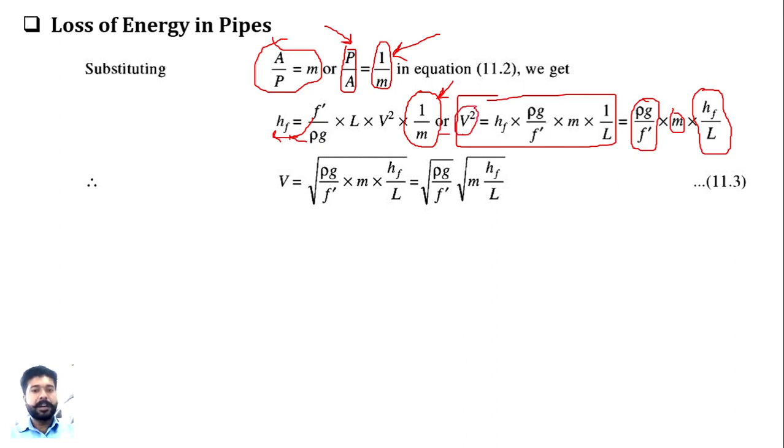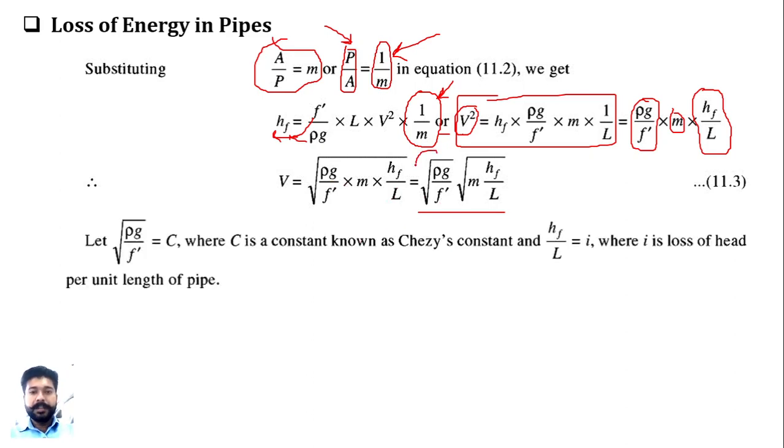This square goes to the right side, and it will be the square root of rho g divided by F dash into m into hf by L. And after the simplification we can also write this in this format. In this format, this root of rho g divided by F dash is called C, capital C, and this capital C is known as the Chezy's constant. So C equals the square root of rho g divided by F dash.